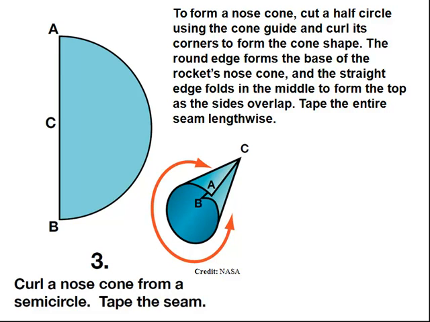Now, you're also going to want to tape the entire seam of the nose cone. By doing so, this seals the top of the rocket, and it doesn't allow air to escape from the nose cone when you go to launch your rocket.